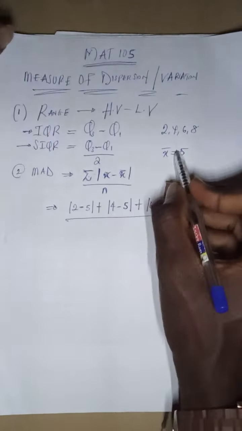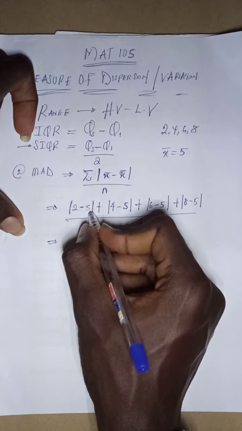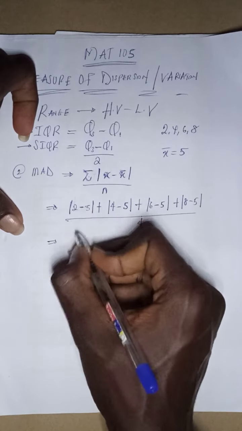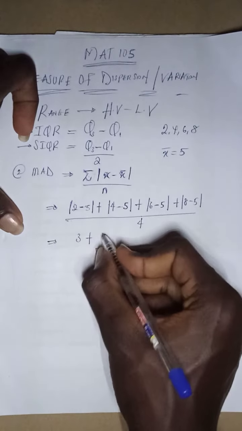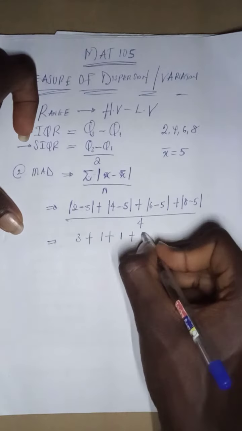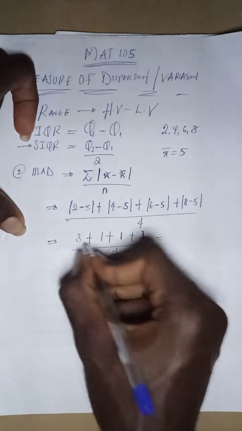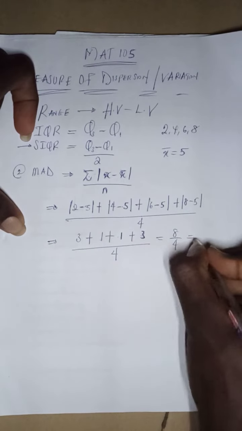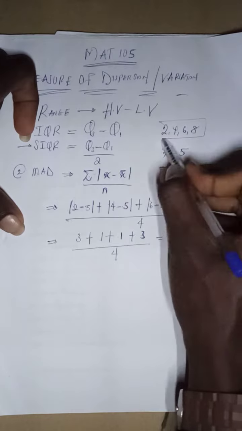So what is 2 minus 5? 2 minus 5 is minus 3. This is the work of the absolute, to remove the signs. When you take the absolute of a negative sign, you should have positive. Absolute of minus 3 is always 3. 4 minus 5 is minus 1. When you take the absolute of minus 1, you have 1. 6 minus 5 is 1. And 8 minus 5 is 3. When you take the absolute of positive, you have a positive sign, over 4. Now 3 plus 1 is 4, plus 1 is 5, plus 3 is 8. 8 over 4. Hence, your mean absolute deviation is 2. For this kind of question, this is how you solve it.